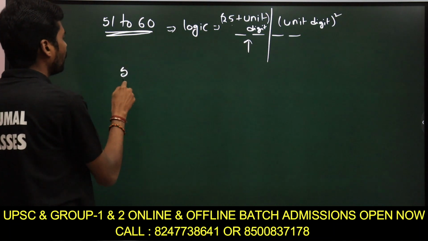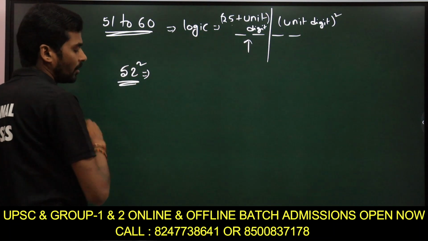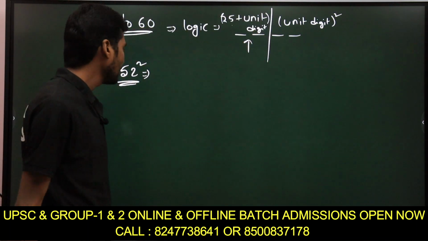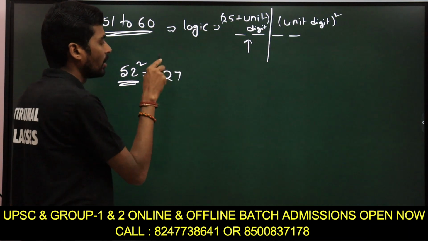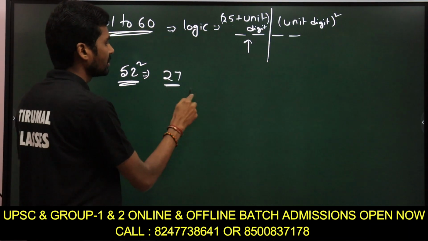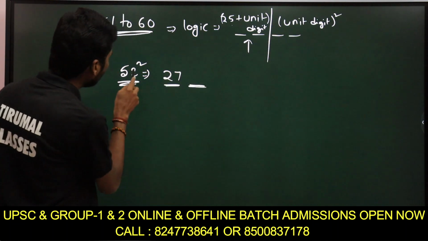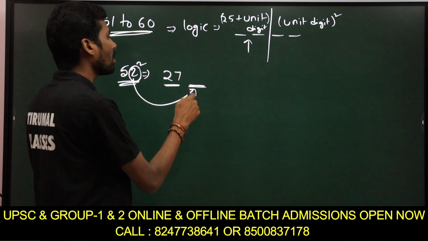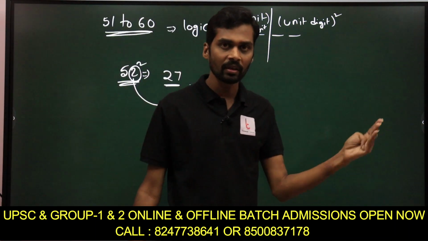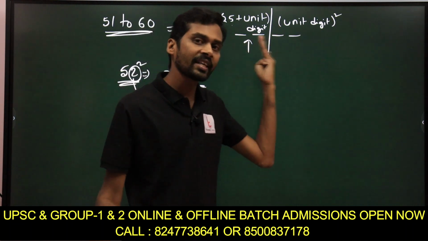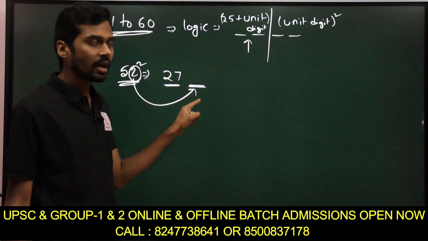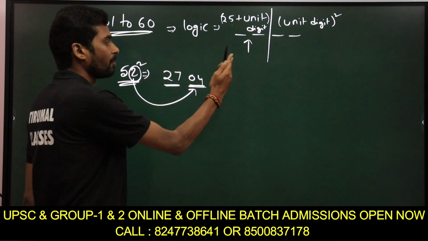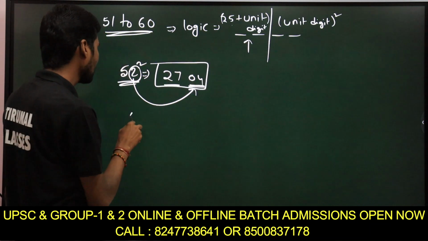Suppose I take 52 square. What are the first 2 digits? 25 plus unit digit. 25 plus 2 is 27. What about the next 2 digits? Directly take the square of the unit digit. 2 square is 4. By the way, it is a 4-digit number, so we break it up as first 2 digits and next 2 digits. Even though 2 square is 4, I should write it as 04, because we have 2 digits in the next part. So 2704.